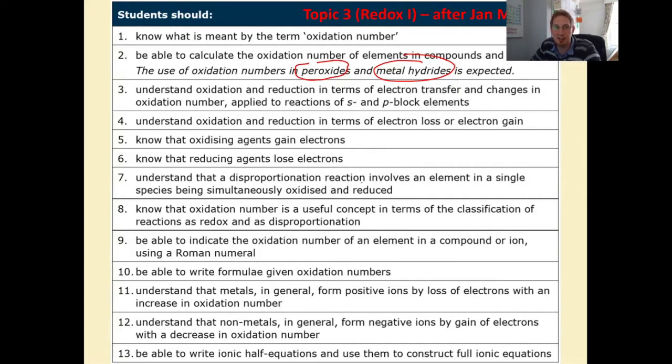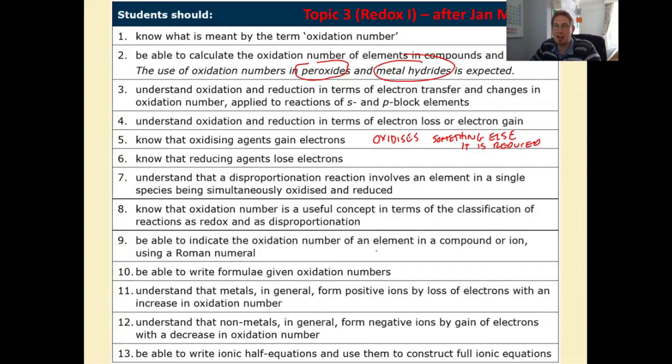All this is GCSE. Know that oxidizing agents gain electrons, because an oxidizing agent oxidizes something else. And so if it oxidizes something else, it is reduced. So an oxidizing agent is reduced, a reducing agent is oxidized. Understand that a disproportionation reaction involves an element in a single species being oxidized and reduced. Oxidation number is a useful concept for classifying reactions as redox and disproportionation.